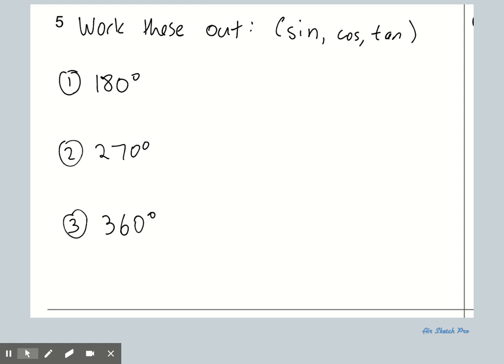Anyway, go for it. You've got three problems there. See how you go. Unit circle. Think of coordinates. Bosh it out in 3 minutes. We'll move on in 3 minutes.